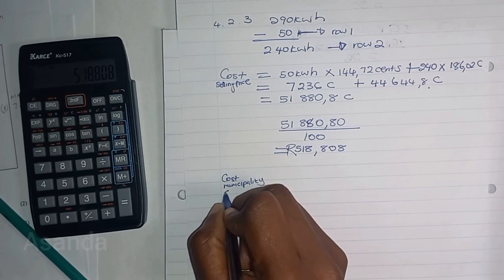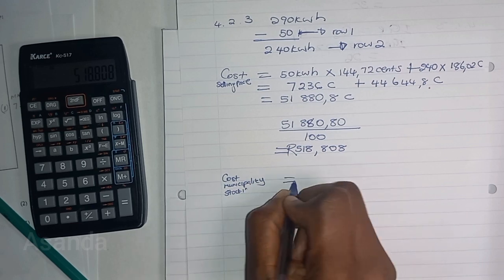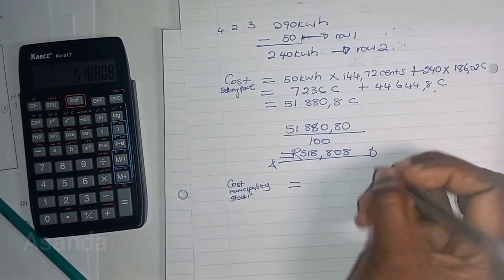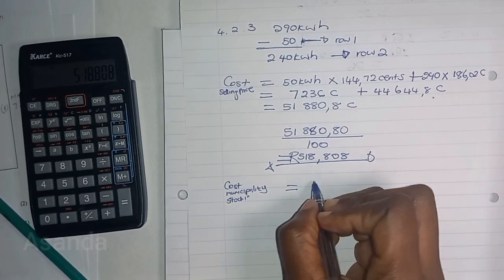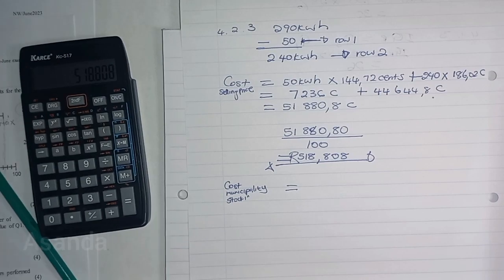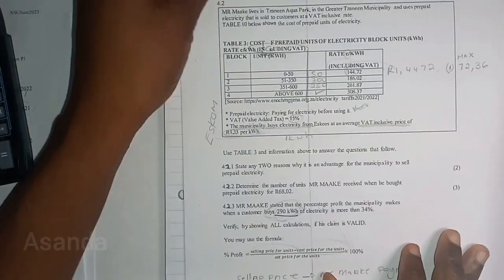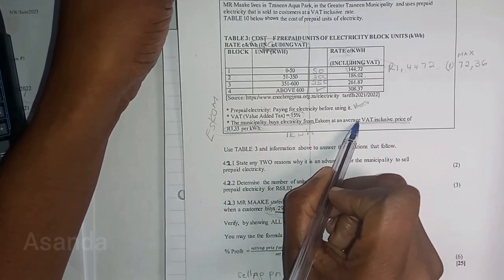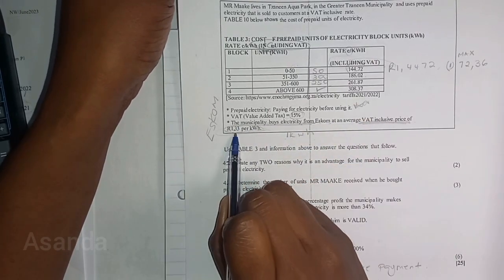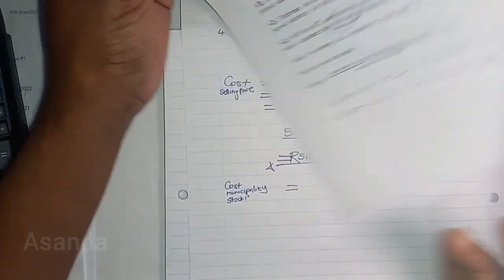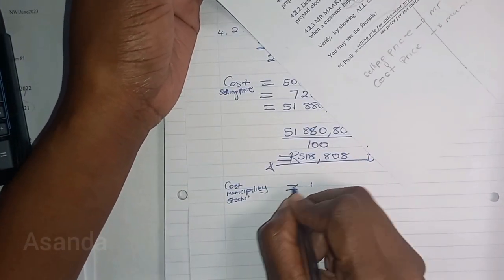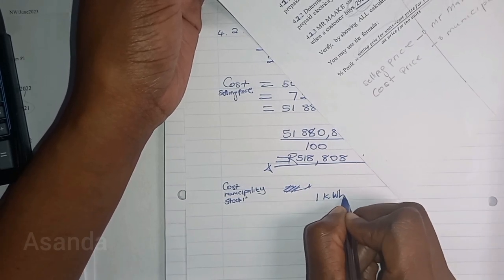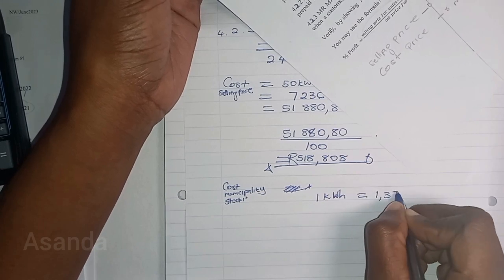So this is for stocking the electricity here. So I'm going to do that next, and I'm going to calculate. I'm confusing myself now because I'm thinking of too many things at once. Okay, it says here the municipality buys electricity from Eskom at an average VAT inclusive price of 133 cents per kilowatt. That's what I was confusing myself with. I should do 1 kilowatt per hour is equal to 133 cents, right?